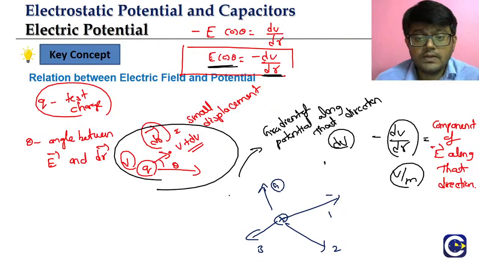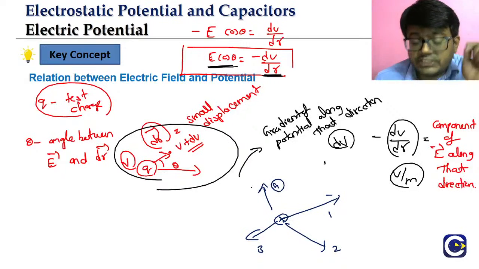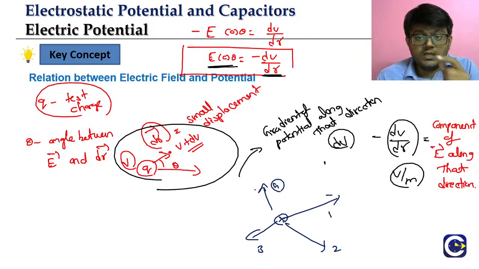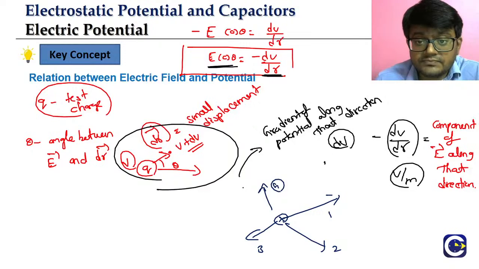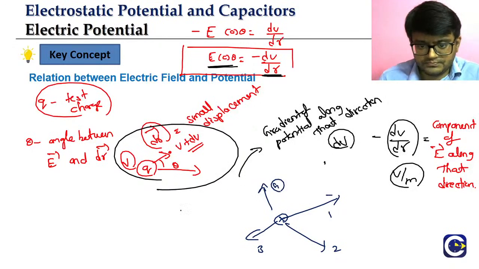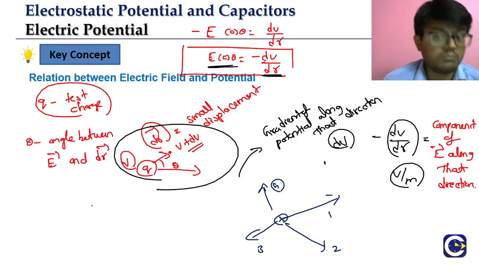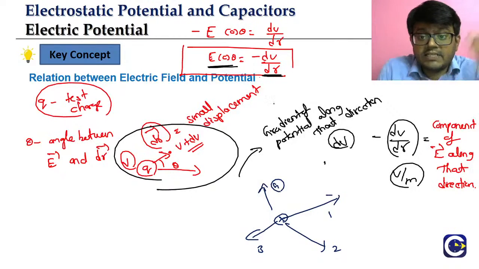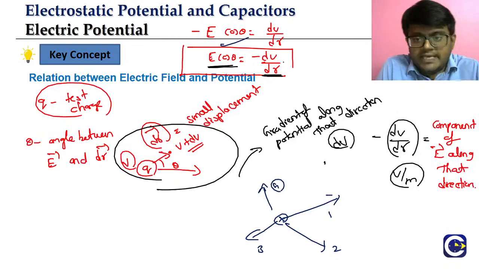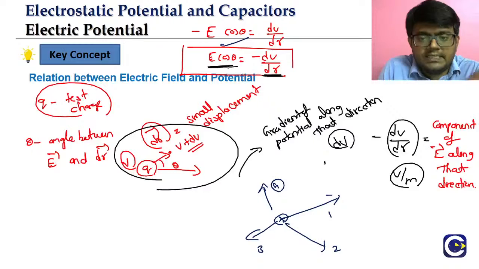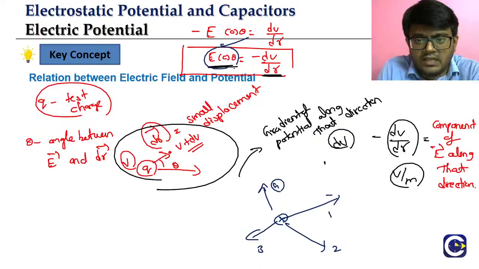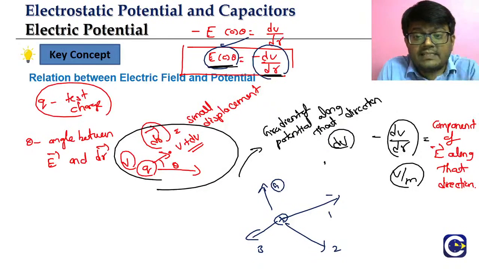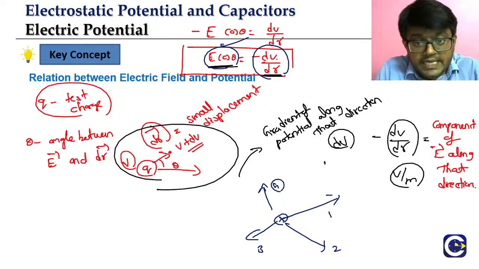Now in whichever direction the potential gradient is more negative, then in that direction the electric field component value will be higher. Now look at this expression: E cos theta is what? The component of the electric field in the direction. It is equal to what? Minus potential gradient in the direction, right?